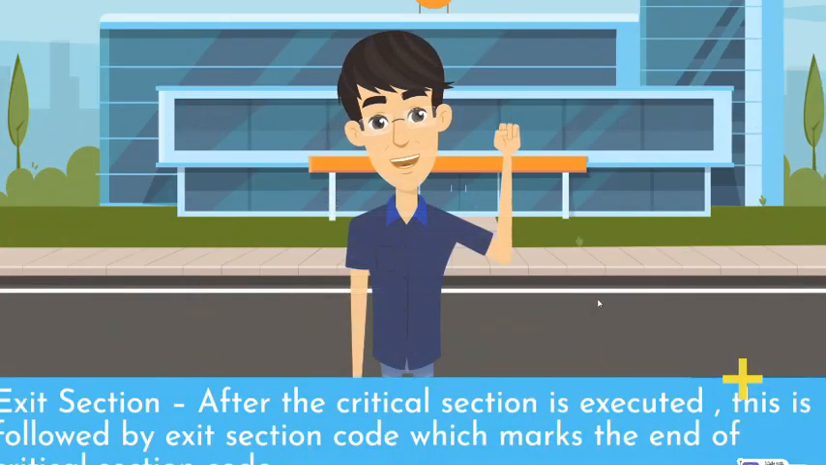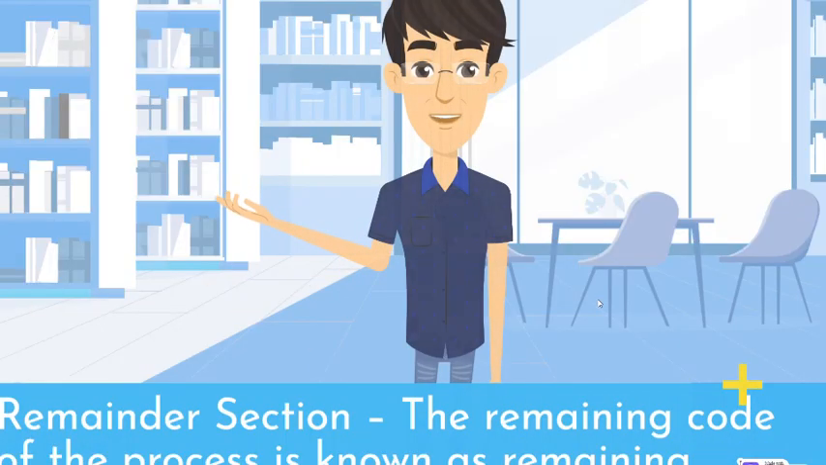Exit section: after the critical section is executed, this is followed by exit section code which marks the end of critical section code. Remainder section: the remaining code of the process is known as the remainder section.